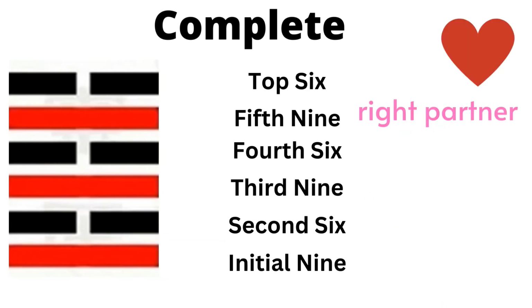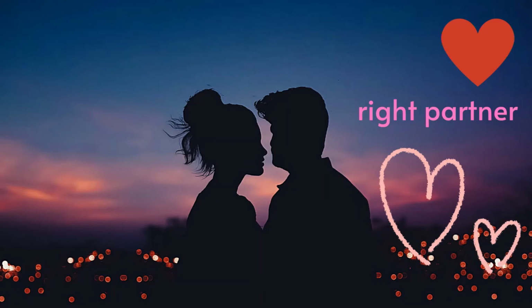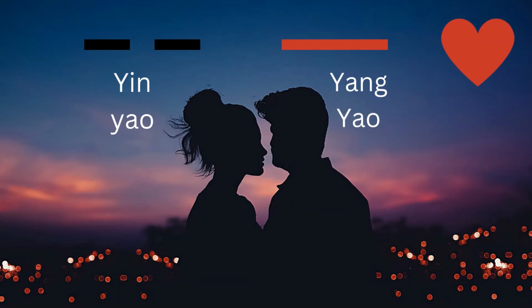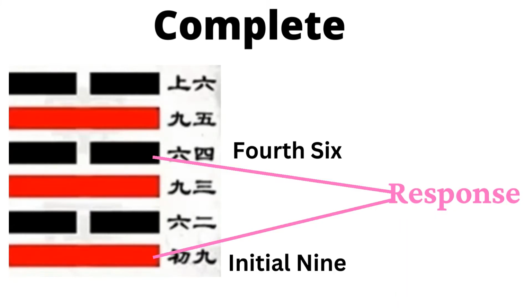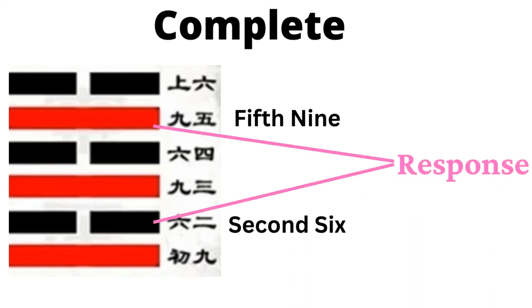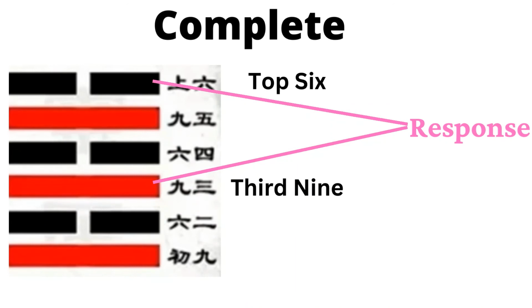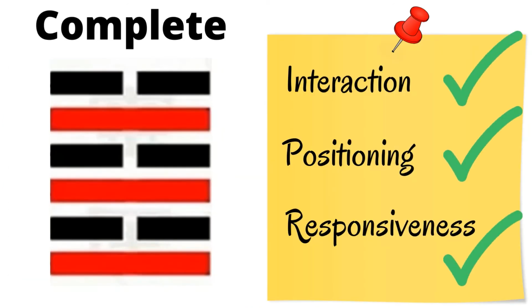Furthermore, each yao got a right partner too. What does right partner mean? This is the theory of opposites attracting. Just like a boy is attracted by a girl. Yang is attracted by yin. And yin is attracted by yang. In the Book of Change terminology, it's named response. Initial 9 response to fourth 6. Second 6 response to fifth 9. Third 9 response to top 6. Hexagram complete is the best hexagram among the 64 hexagrams as it attained perfection in terms of interaction, positioning, and responsiveness.